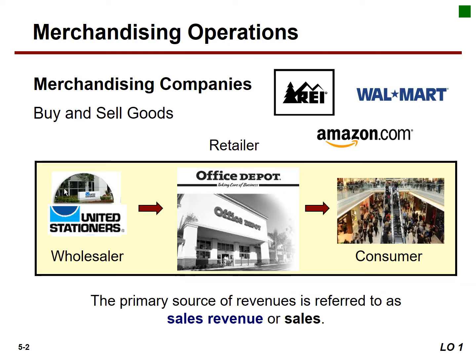Merchandising businesses buy and sell goods. Another term for goods is inventory. They buy and sell inventory. You can see different examples of retailers. Walmart's a retailer, Amazon's a retailer, Target is a retailer. Retailers sell to the consumer.